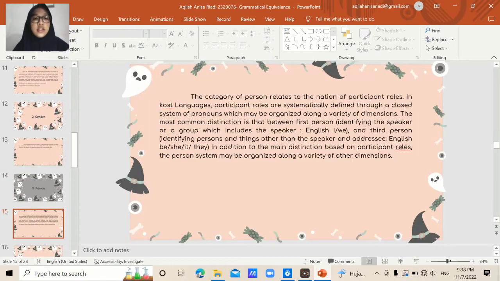3. Person. The category of person relates to the notions of participants' roles. In most languages, participant roles are systematically divided through a closed system of pronouns which might be organized along a variety of dimensions. The most common distinction is that between first person, identifying the speaker or a group which includes the speaker, English I or we. And third person, identifying persons and things other than the speaker and addressee, English he or she or it or they. In addition to the main distinction based on participant roles, the person system may be organized along a variety of other dimensions.